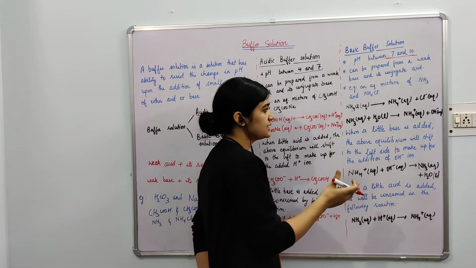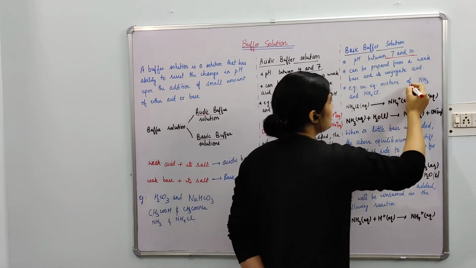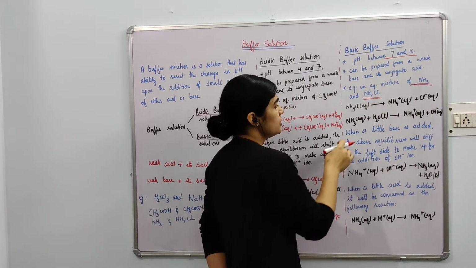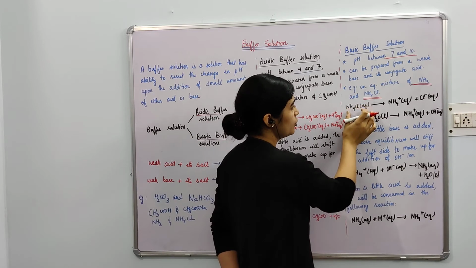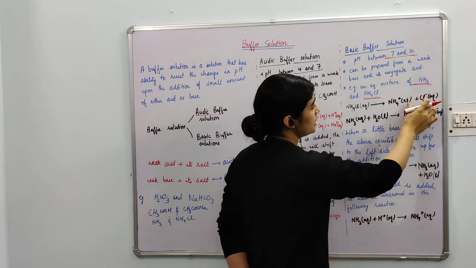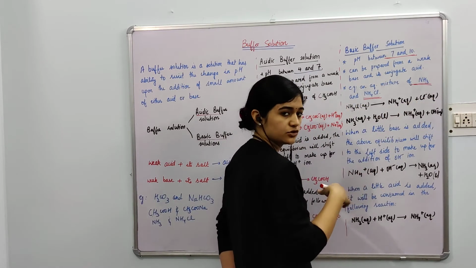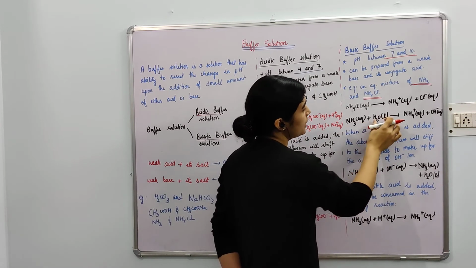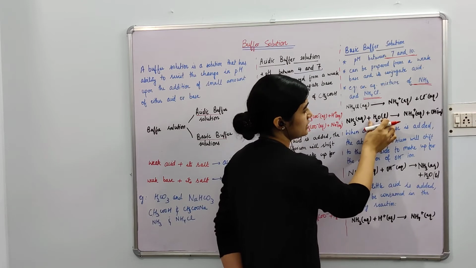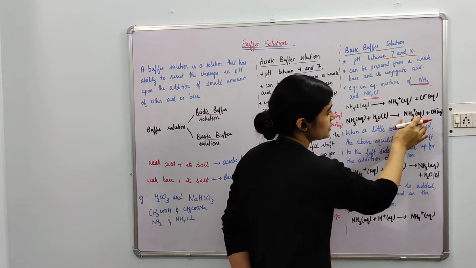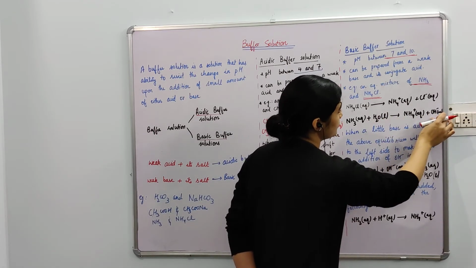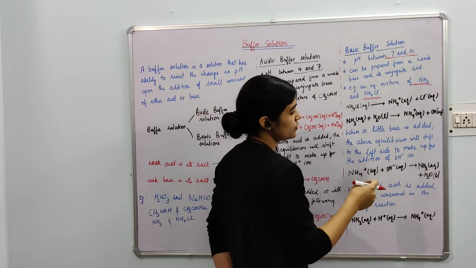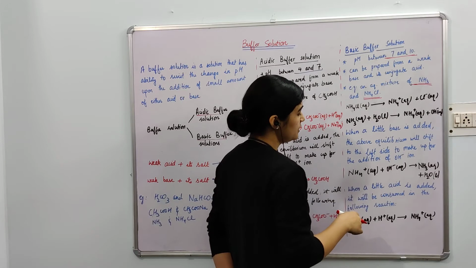Let's see the example of ammonia and NH4Cl, ammonium chloride. In an aqueous solution, ammonium chloride is a salt, so it will dissociate into its ions, NH4 positive and Cl negative, and ammonia on undergoing hydrolysis will provide NH4 positive and OH negative. Now if you add a small amount of H positive, what will happen?